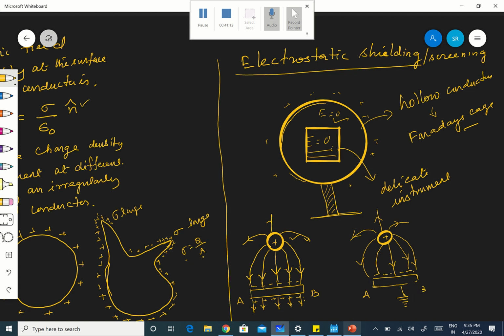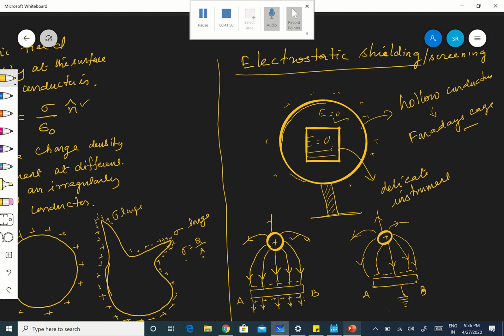Therefore you can say all the charges will go to earth. Therefore the field in the region beyond AB is nothing. There is no field. The field lines are there here, but here there is no field line.